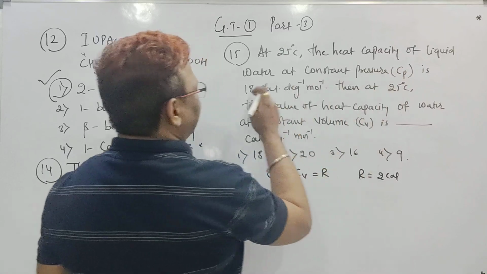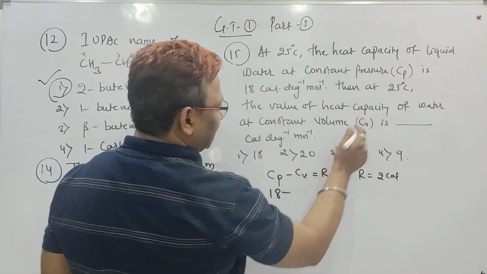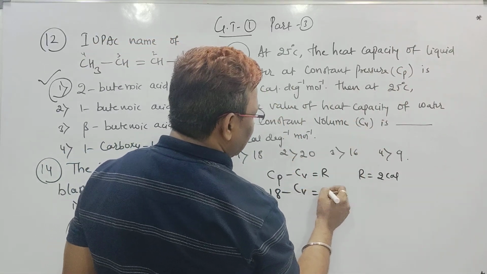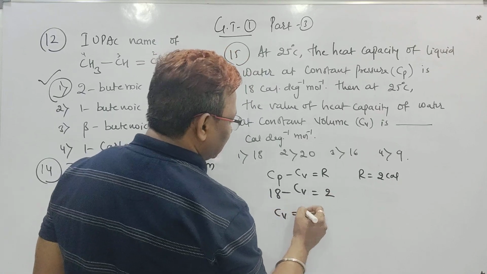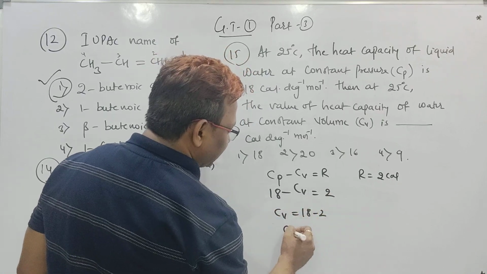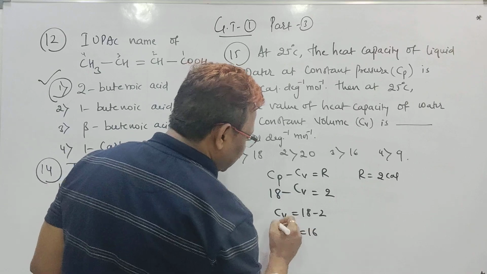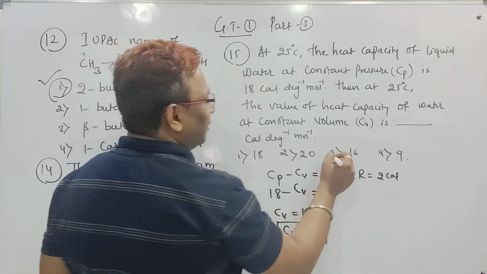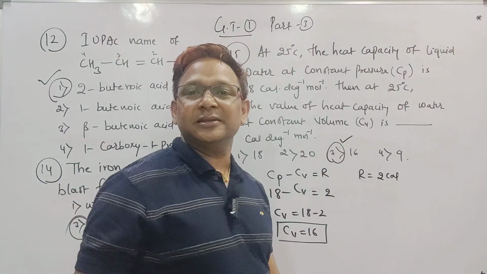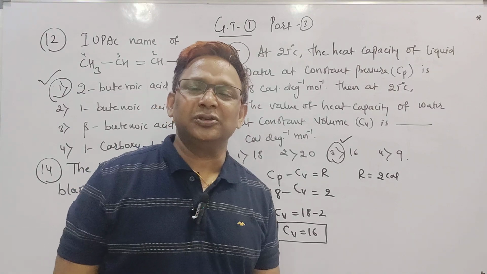What is the value of Cp we have, sir? 18. Minus what do you want? Cv. It is equal to R, 2. Then Cv is equal to 18 minus 2. That means Cv is equal to 16 calorie per degree per mole. Option 3 is the correct answer. Right? Take a screenshot of this one also.